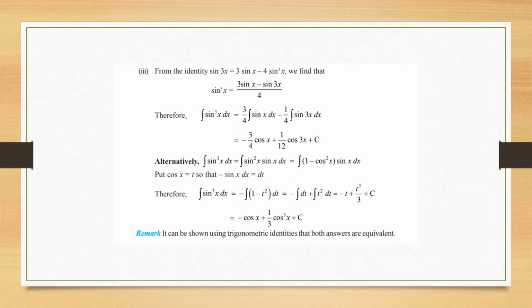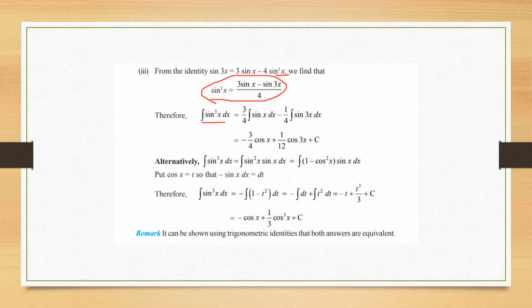Number 3 is your integral of sine cube x. Like sine cube x, cos cube x will also behave in the same way. We can do this integral in 2 ways. One is by using the formula of sine 3x, which is 3 sine x minus 4 sine cube x. From here I'll get the value of sine cube x: take this 4 sine cube x to one side and bring sine 3x to the other side. So it becomes 3 sine x minus sine 3x by 4. So put the value like 3 by 4 sine x minus 1 by 4 sine 3x dx.